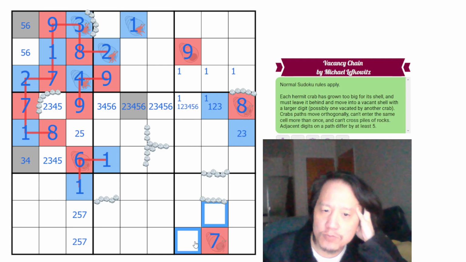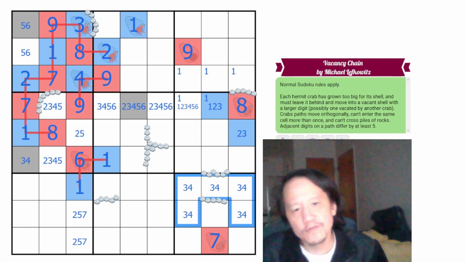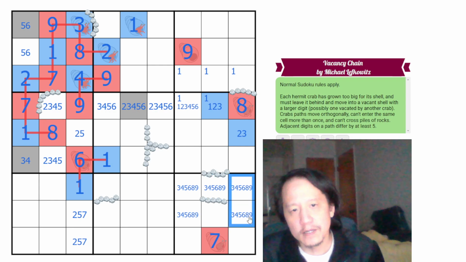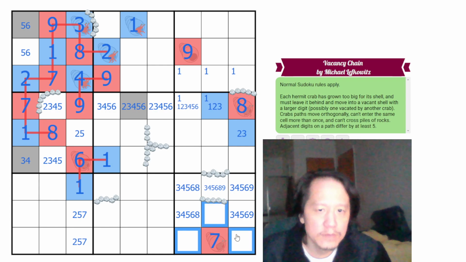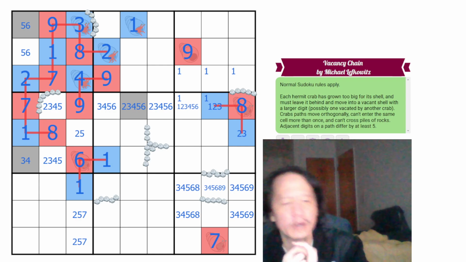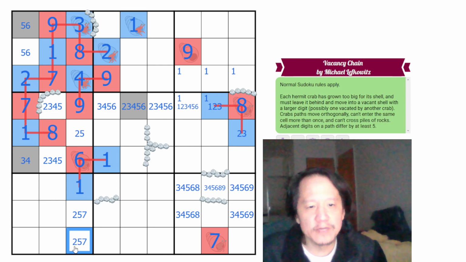This has to be next to 1 and 2. So 1 and 2 have to be here, which means 1 and 2 cannot be any of these. So this could be 3, 4, 5, 6, 8, 9. 8 obviously can't be here. 9 can't be here. 1 and 2 have to be here. So this is connected this way. We're not sure where.